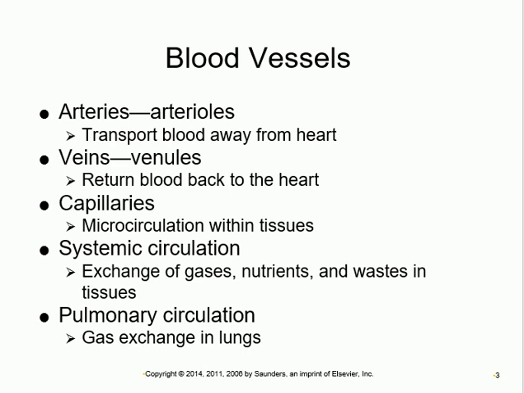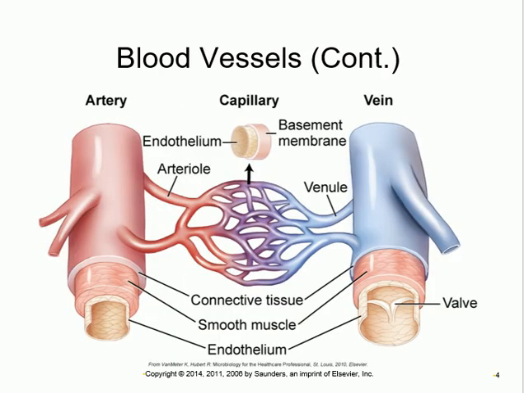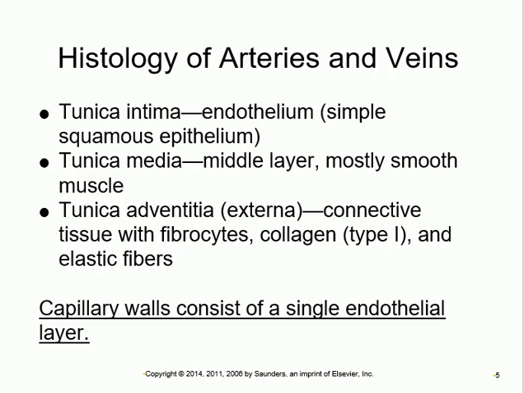Are you guys familiar with these terms? What's the difference between each one of those? Of course, the systemic circulation is between the heart and the rest of the body, except the lung. And the pulmonary circulation is between the heart and the lung. The capillaries are one cell layer. Okay, single endothelial layer. This is for the capillaries.